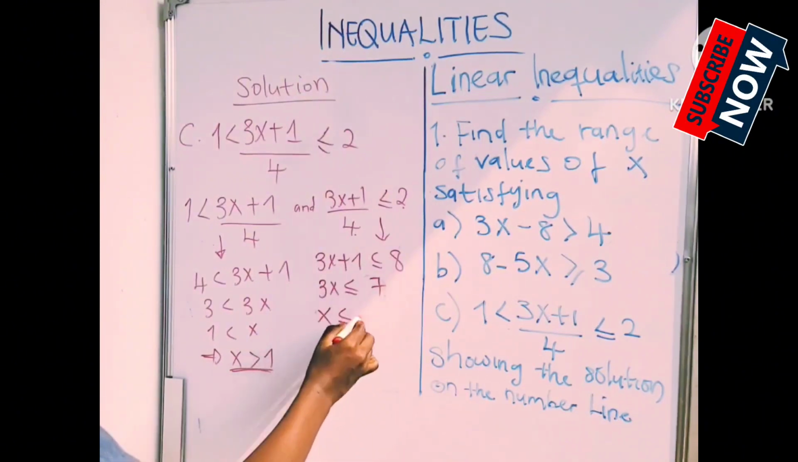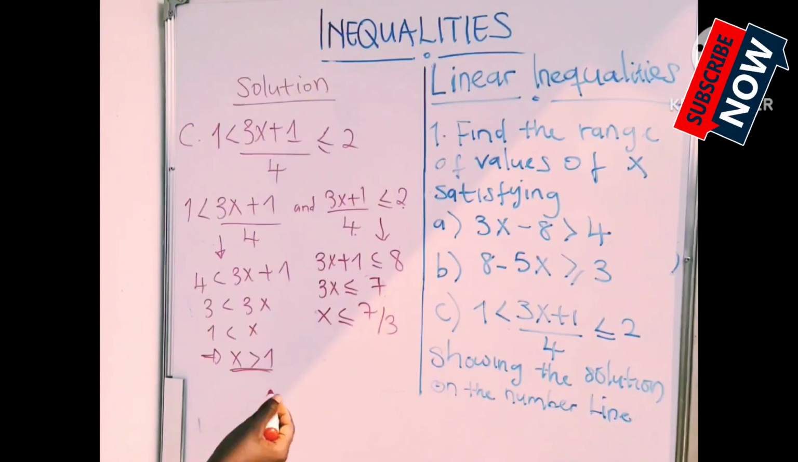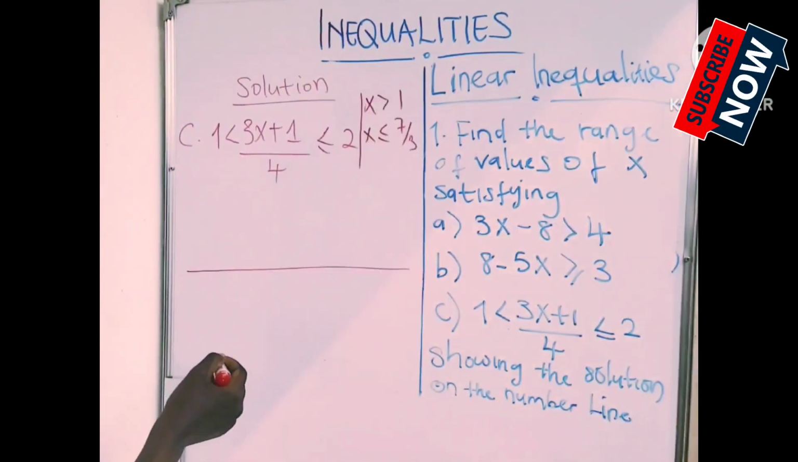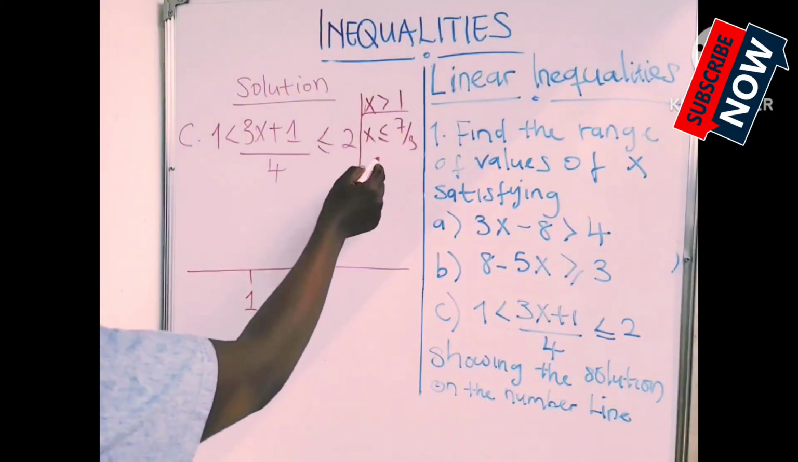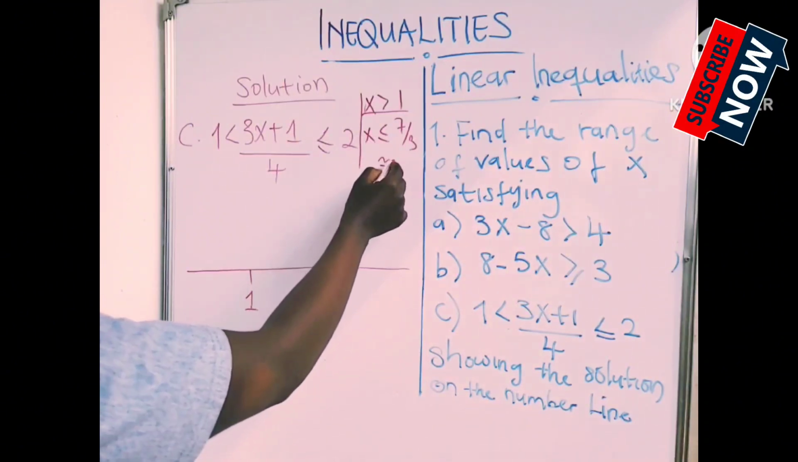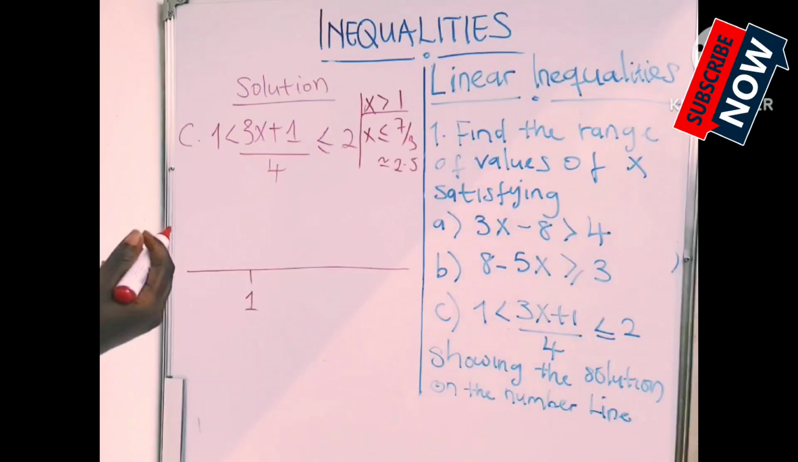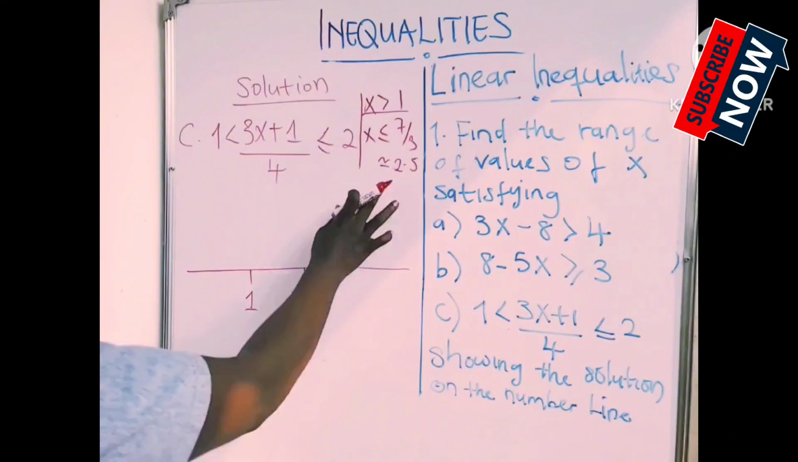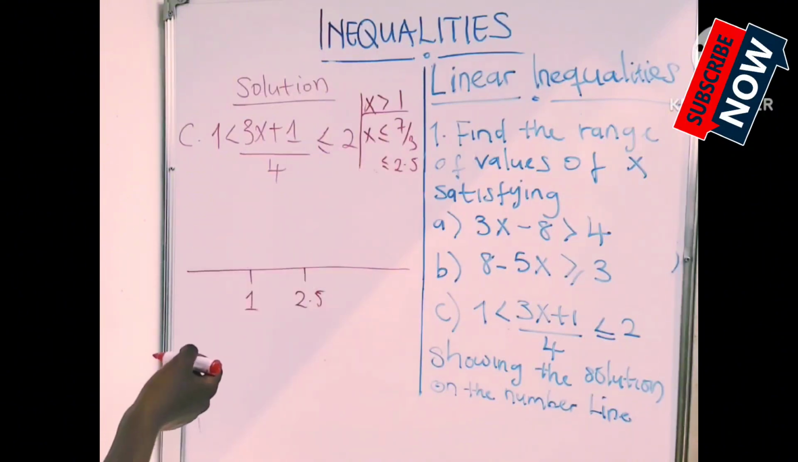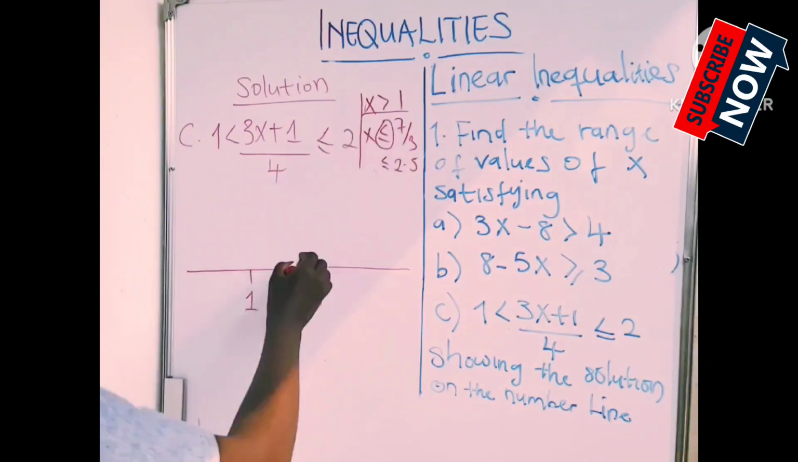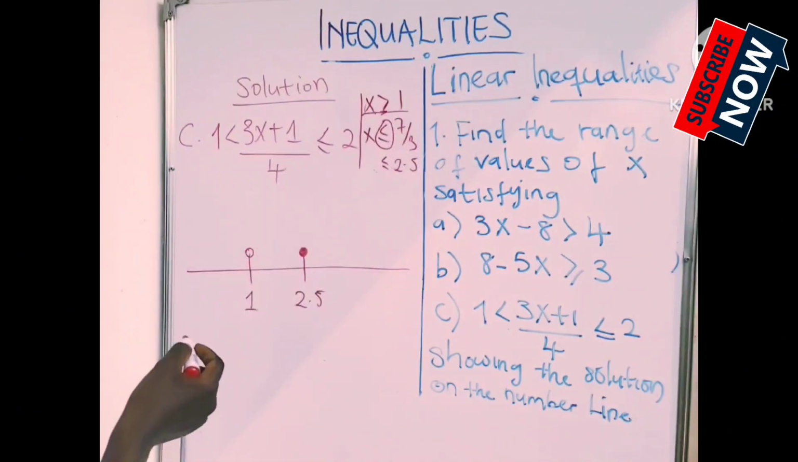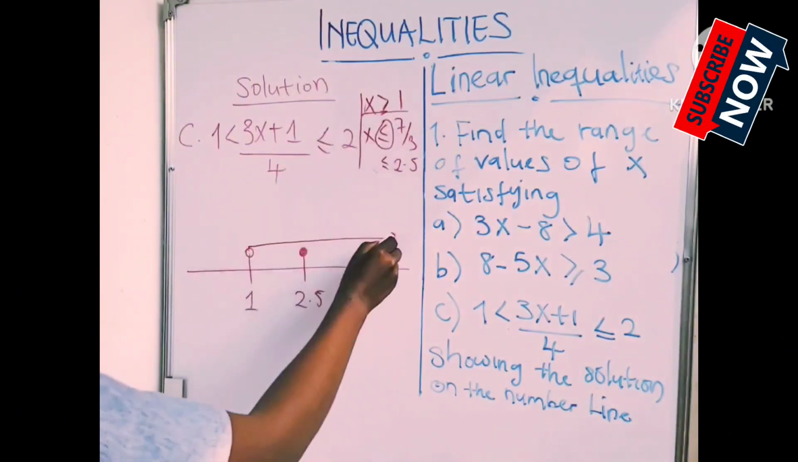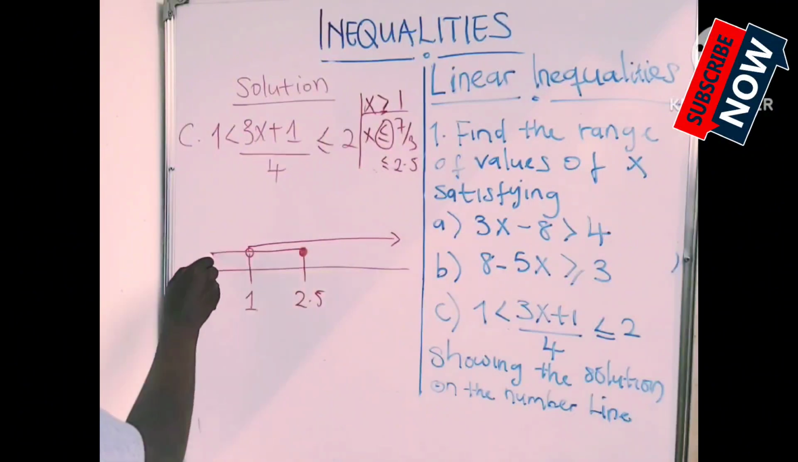Now let's represent x greater than 1 on a number line. Since it's strictly greater than 1, we are going to have an open circle. For us to represent x less than or equal to 7 on 3, 7 on 3 is the same as 2.5. Since it's less than or equal to, we are going to be using a closed circle. On a number line, we will represent all the values greater than 1 and all the values less than or equal to 2.5. And the range of values that will satisfy this inequality are the values found between 1 and 2.5.